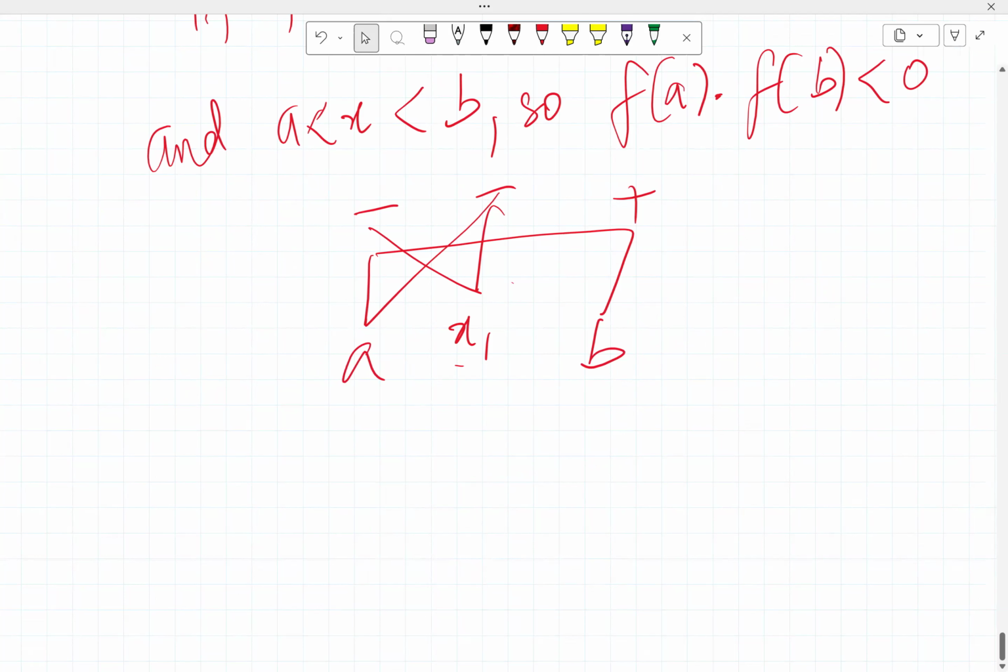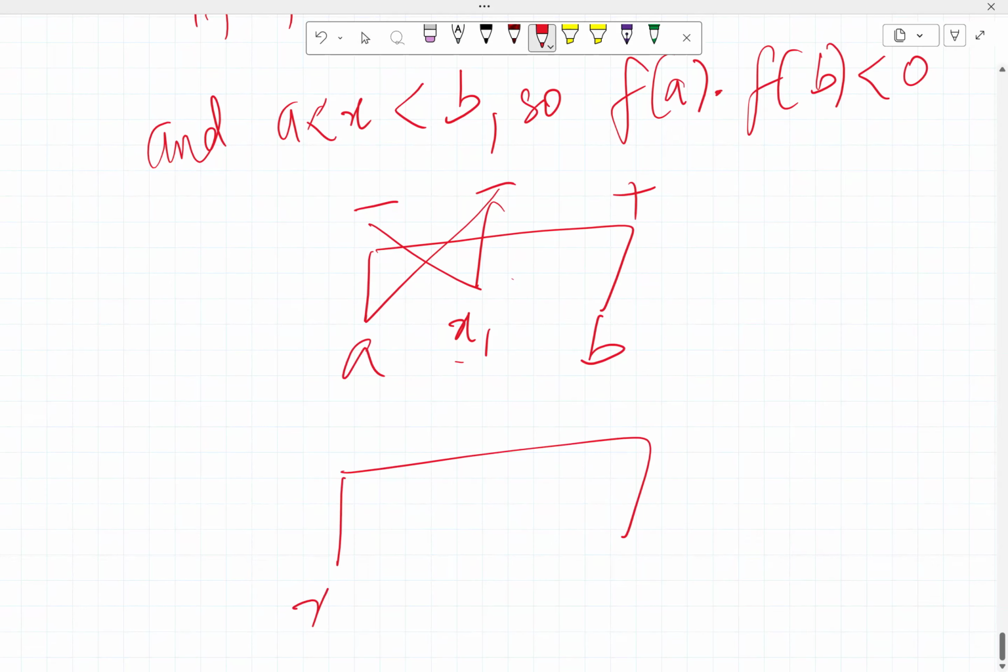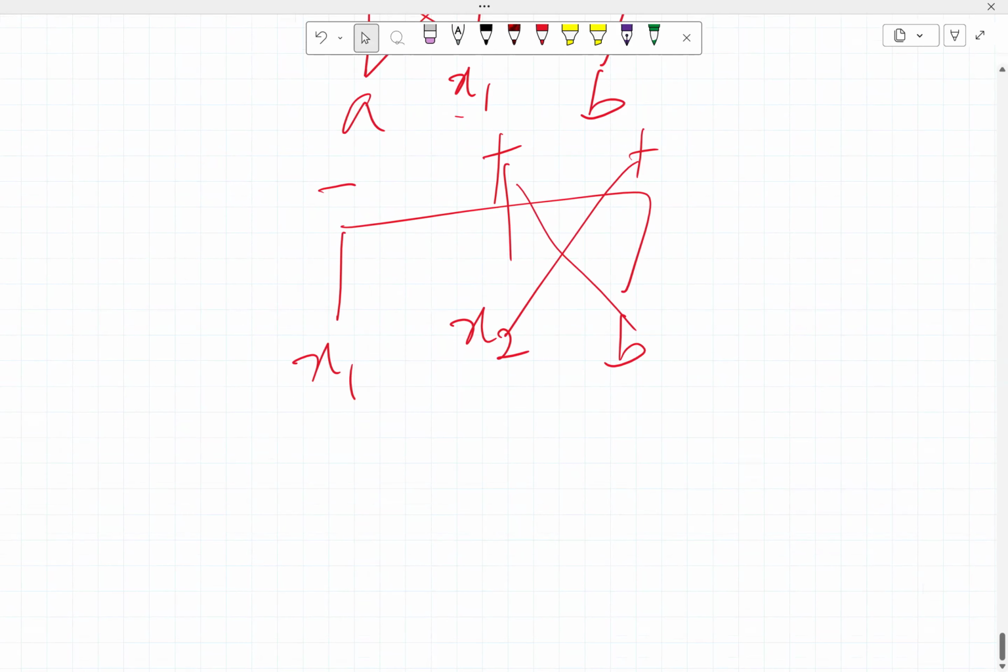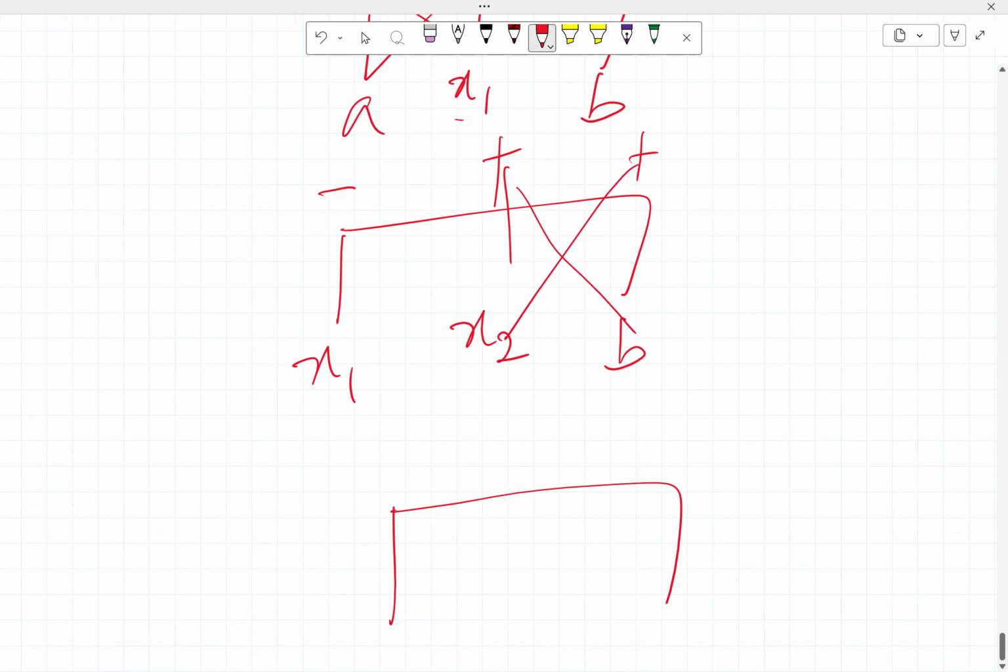So your second iteration will now be like this. You have x1 and b. This is negative and this is positive. Then we have x2, and if x2 is positive, it automatically means your solution cannot be there, because your solution only lies where the signs are different. So this is the bisection method. You keep cutting off parts where the solution cannot be found, and by doing that you keep narrowing it down.